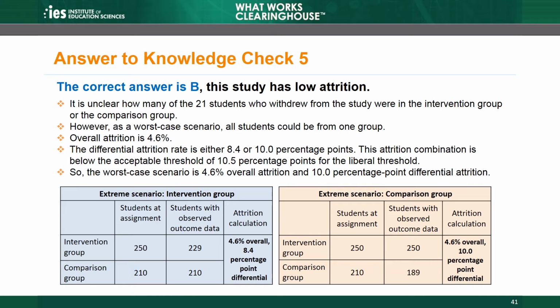In this situation, the WWC would not need to ask the study authors how many students withdrew from each group. No matter how the students divide, attrition will still be low because it was low in the worst-case scenario.